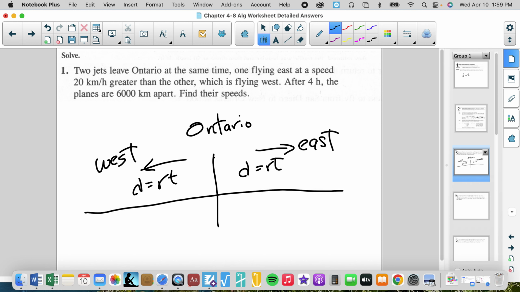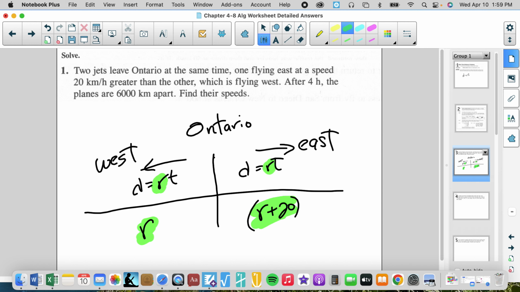So what information can we put in there? So one flying east at a speed of 20 kilometers greater than the other. So that's flying speed, which is a rate. I don't know the west rate of speed, so we'll give it R. Let's keep it simple, R. And we know that the one going east is going faster, 20 kilometers faster. So these are the rate of speeds for each of the planes. So we got one of the variables down. That's pretty good.